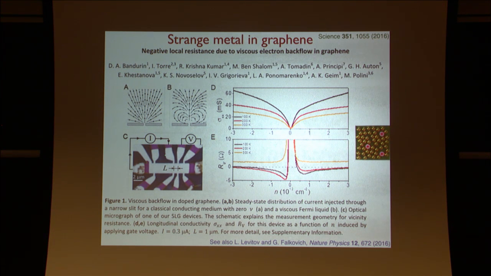So they're injecting current at this point and measuring the voltage between those two probes. This is your piece of graphene. And in the right regime, at low temperature, they see this negative voltage between those two points. Okay. And I think Leonid and Marco Polini and others have a lot of detailed theory of these experiments.